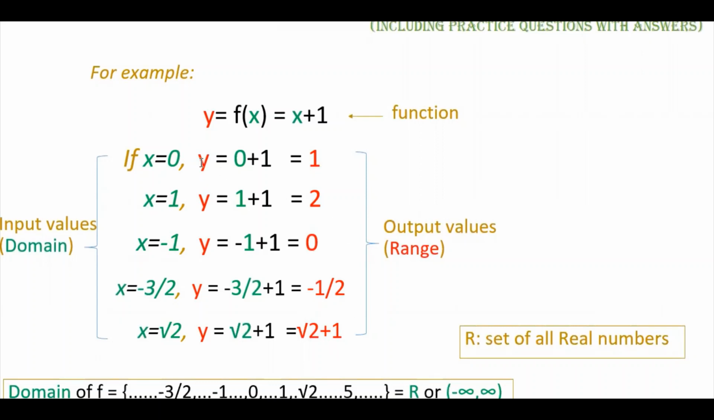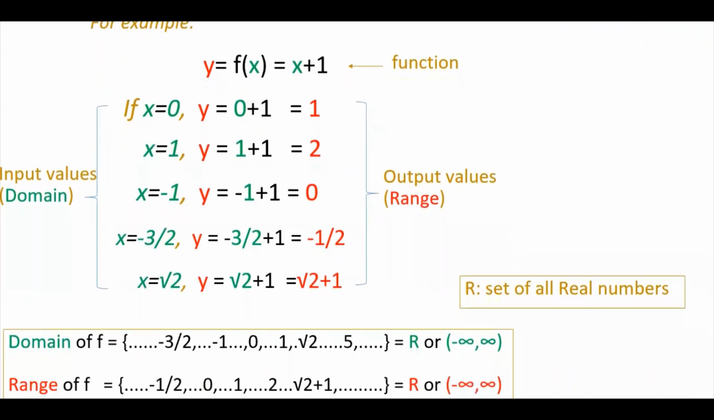Y is equal to f(x). If you observe here, x values are 0, 1, minus 1, minus 3 by 2, then root 2. You will get y values as 1, 2, 0, minus 1 by 2, root 2 plus 1. Here x is equal to root 2, so the y value is root 2 plus 1. The set of all input values is called the domain, and the set of all output values, 1, 2, 0, minus 1 by 2, root 2 plus 1, is called the range.